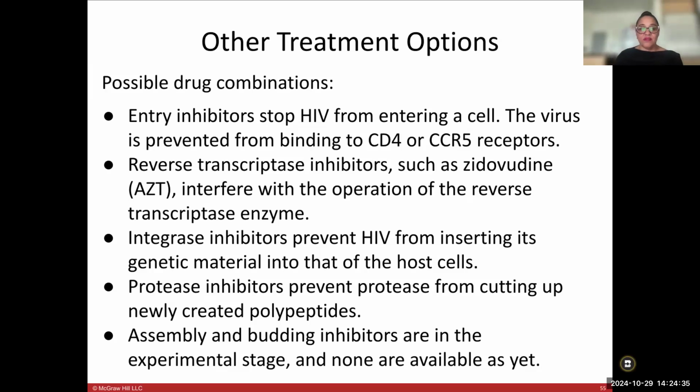gets into a cell. Integrase inhibitors prevent HIV from inserting its genetic material into that of the host cells. Protease inhibitors prevent protease from cutting up newly created polypeptides. Assembly and budding inhibitors are in the experimental stage, and none are available as of yet. But you can see we've been trying since the late 80s, early 90s to come up with drugs to combat HIV.